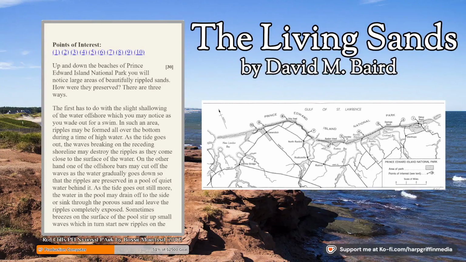Points of interest. Up and down the beaches of Prince Edward Island National Park, you will notice large areas of beautifully rippled sands. How were they preserved? There are 3 ways.